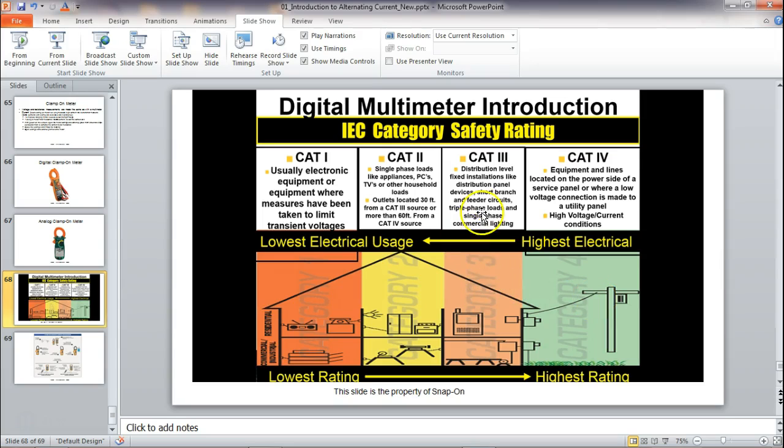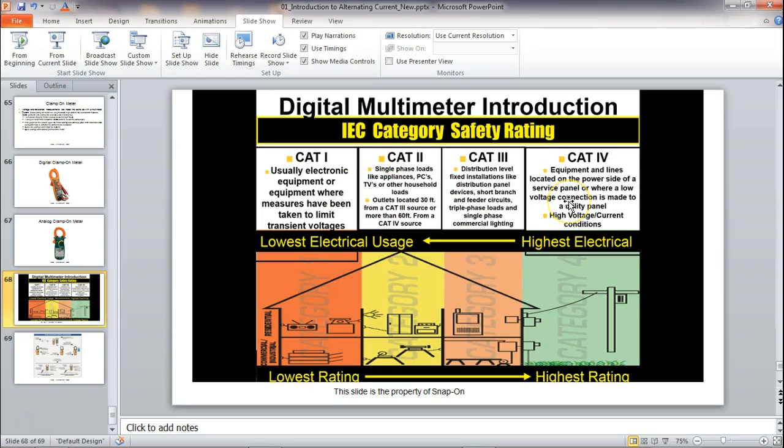So a Cat 3 meter is rated for 3-phase use, but it will handle single phase, and it'll also handle electronics. So what we're saying is, if I had a Cat 1 meter, it would be unsafe on 3-phase. If I had a Cat 2 meter, it might work, but it would be unsafe on 3-phase. If I had a Cat 3 meter, then it would work all the way down the line.